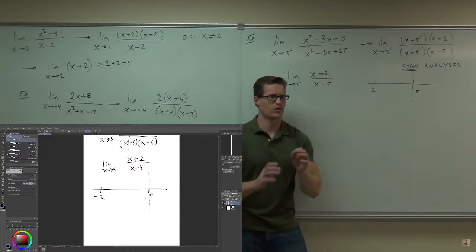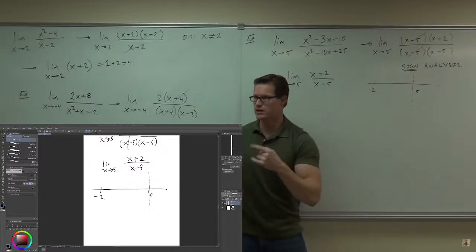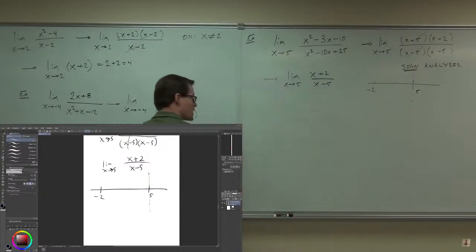That's what I'm looking for. I really don't care about the value. I care about positive or negative. What'd you get? Positive or negative? Make sure you know how to deal with your signs. Okay? So you got a positive.